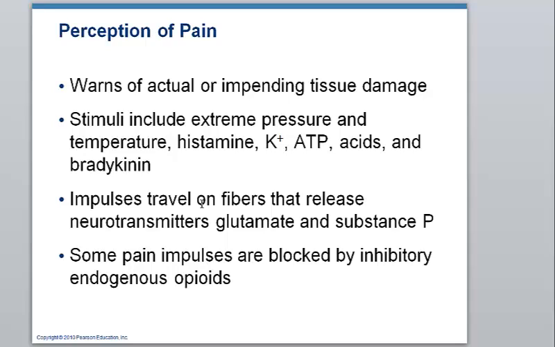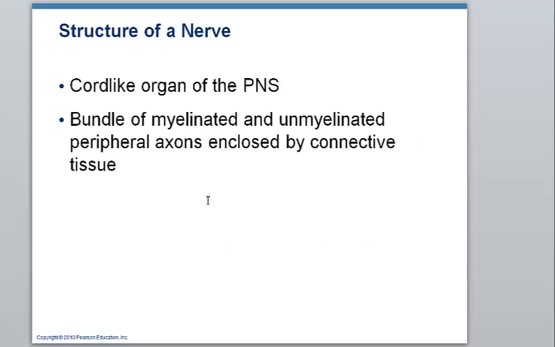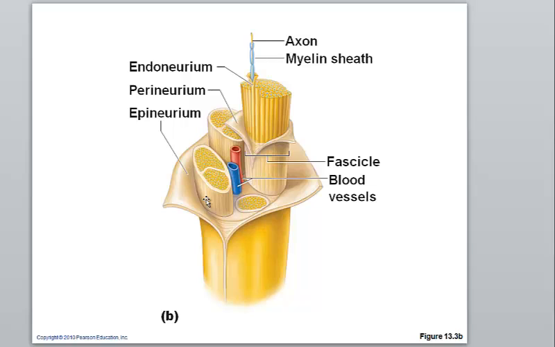Some pain impulses are blocked by inhibitory endogenous opioids. You do make your own opioids in your brain that actually inhibit the pain. Now let's move on to the nerve structure, right? The nerve, just like muscles, has layers surrounding it. We said the endomysium, perimysium, epimysium; just like that you have that, except the endings are not mysium but neurium, because it's a neuron, okay?